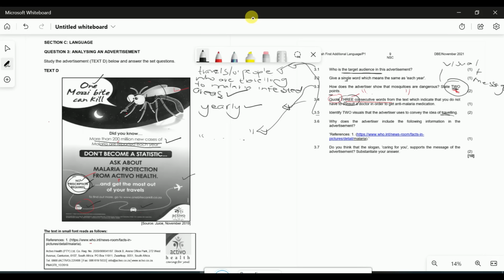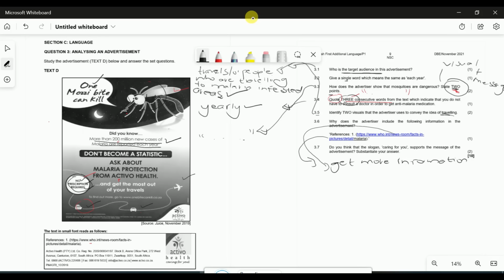Why does the advertiser include the following information? Now, whenever you see an advert including website addresses, social media sites, telephone numbers, and so forth, it is for you to get more information about the advertised service or product. So it means that they are reachable. These people, we are able to connect with them further to get more information.